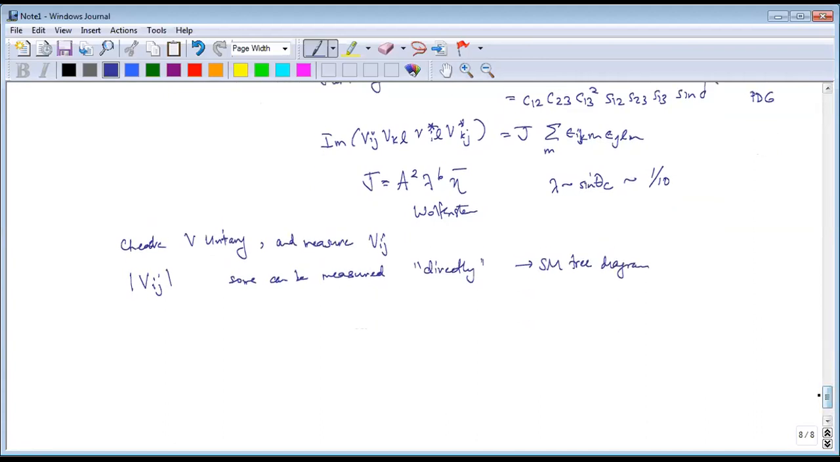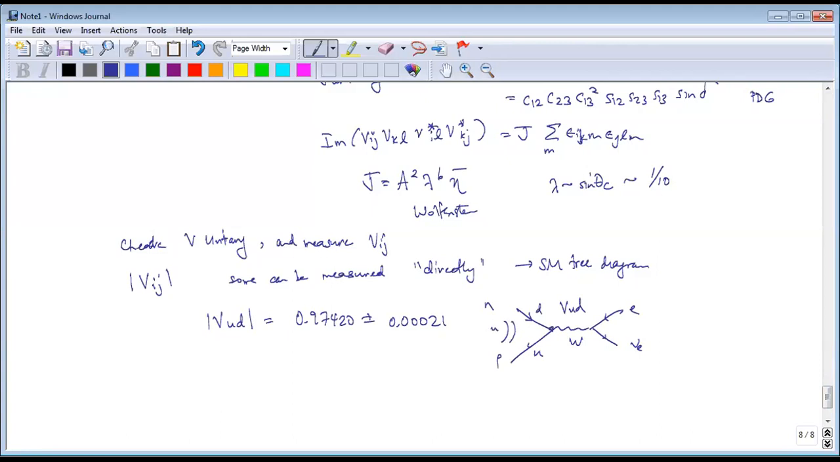So for example, V_ud, and again, these are the PDG values, 0.97420 plus or minus 0.00021. Here's, for example, the type of diagram that you'd have. Here's an e and a nu_e. Down here, a d going to a u, and that's the V_ud, and there's a W boson. For example, this could be neutron to proton, and then we have the spectator objects, u and d, like so. And that's one way to measure V_ud.